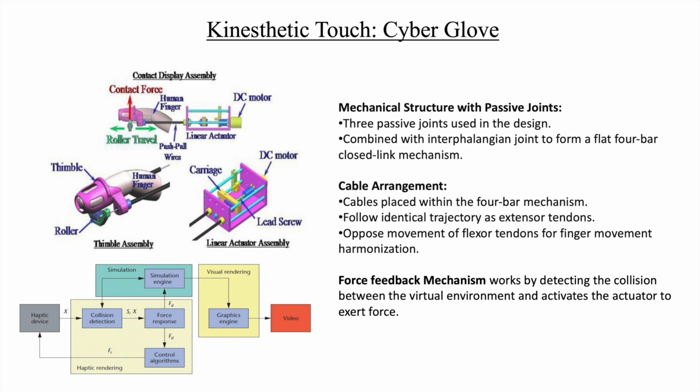The force feedback mechanism that controls this device is that there exists an object in the virtual environment, and because we also know the coordinates of your fingers or your hand, the algorithm will try to determine if there is any kind of collision between the object in the virtual environment and the position of your fingers. If there is any kind of collision, then depending on the texture and rigidity of the material in the virtual environment, it will send a response to the linear actuator, which would pull the cable, due to which we can feel the kinesthetic touch.